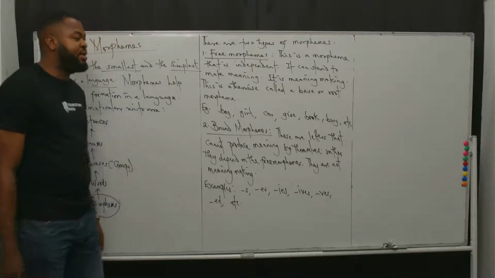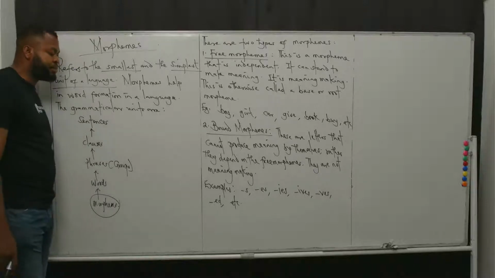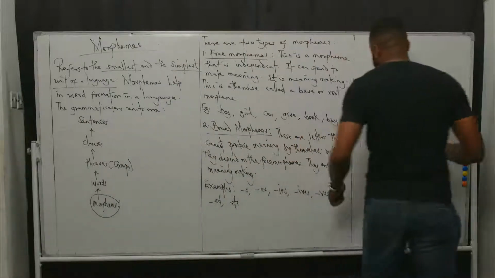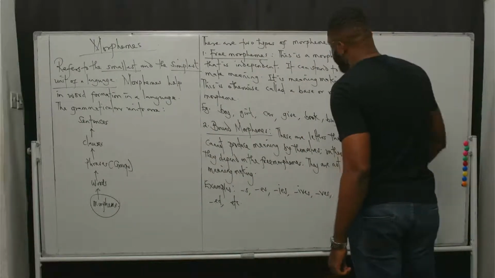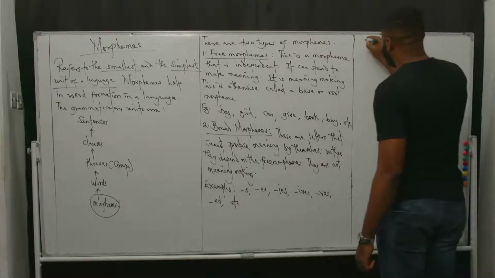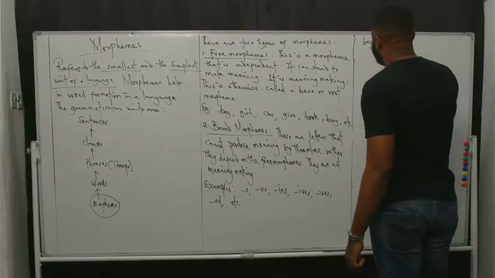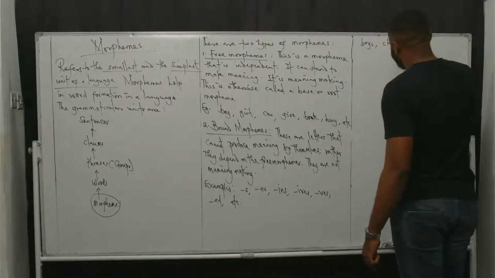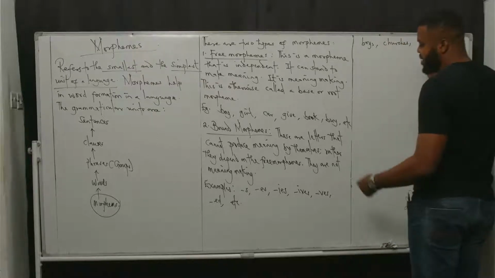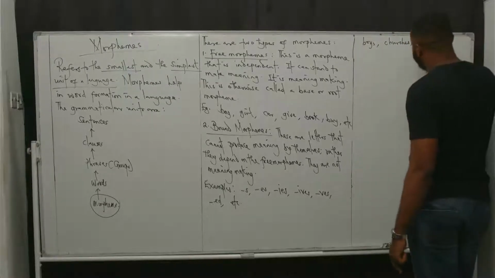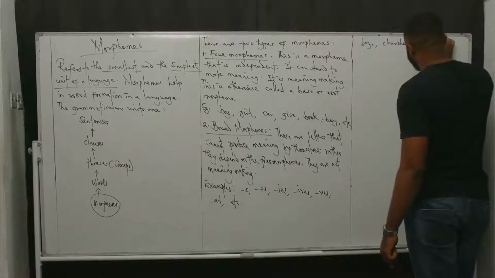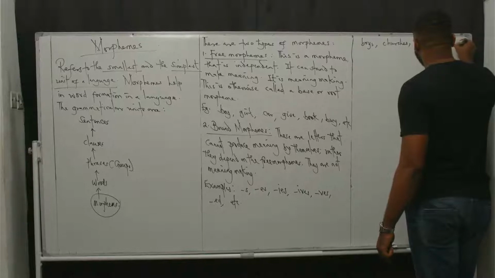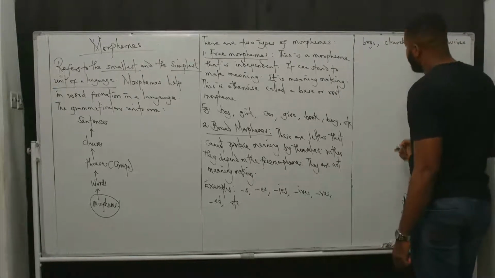Do you understand? So now that takes us to, let's provide the full representation of this bound morpheme. Here, the first one I can have boys. The second one I can have churches, for instance. The third one I can have babies. Last one I can have wives, possible, or knife.